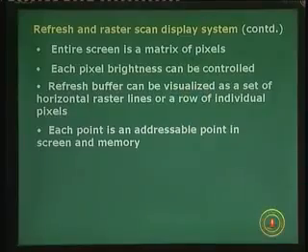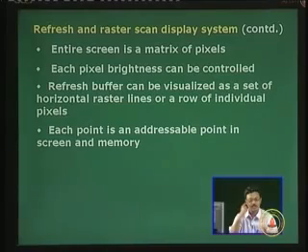Okay, that's very important. We'll see why we have to consider that rather than vertical columns. Each point on the screen is an addressable point in screen as well as in memory.